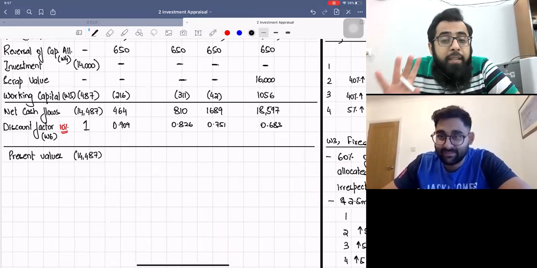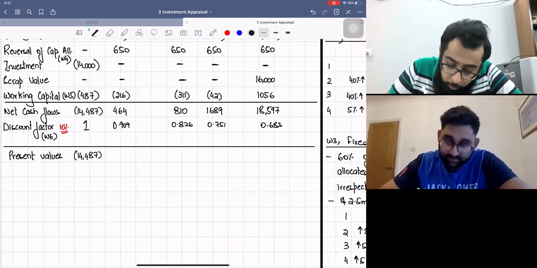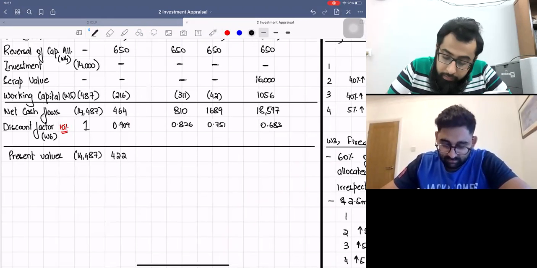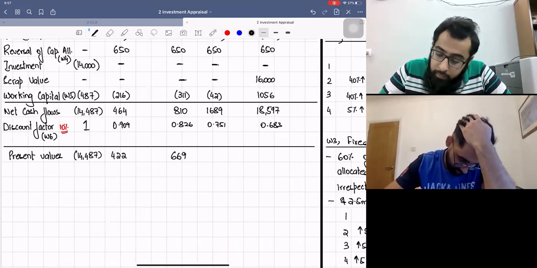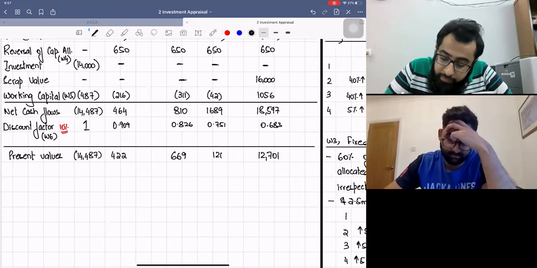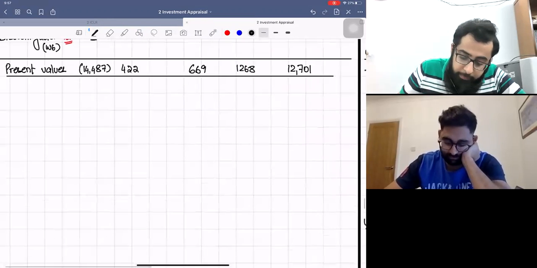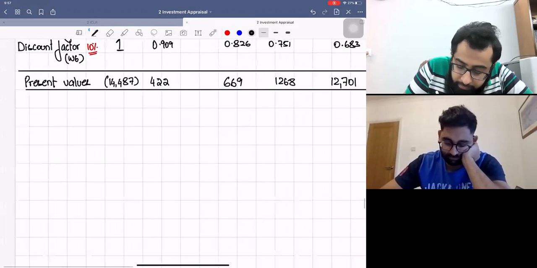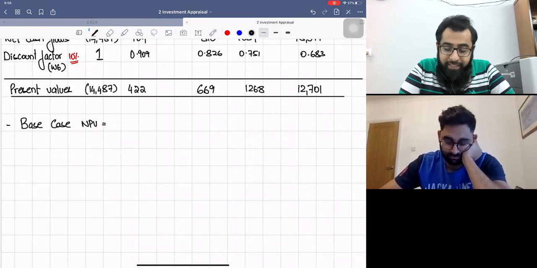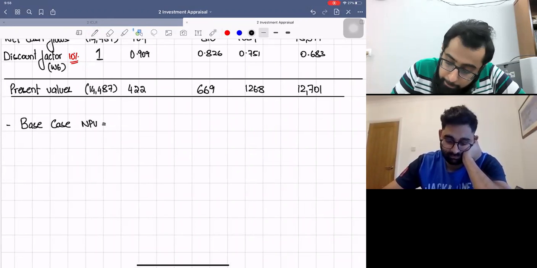Now we have just done one thing, which is base case NPV till now. 464 into 0.909. It is 422. 810 into 0.826. It's 669. Last one is 12701, 12701. 0.751 is 1268. So my base case NPV will be, I have sufficient space here. Base case NPV: minus 14487, plus 422, 669, 1268, 12701. It's 573. Yeah.